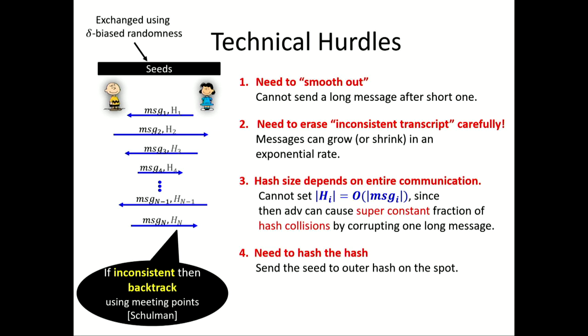What do you mean, hash the hash? So we have an outer hash where the seed is sent on the spot, not ahead of time. There's more problem, that actually you don't even know what the seed length is, because you don't know what the communication complexity is, you don't know which delta to use. So it requires overcoming many, many hurdles, which I won't have time to tell you more about.